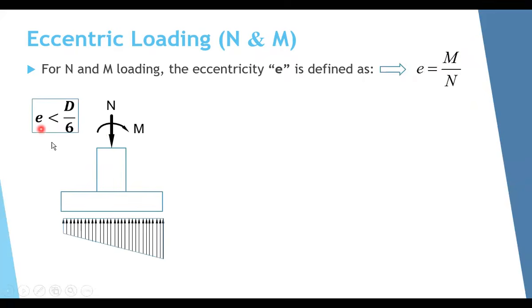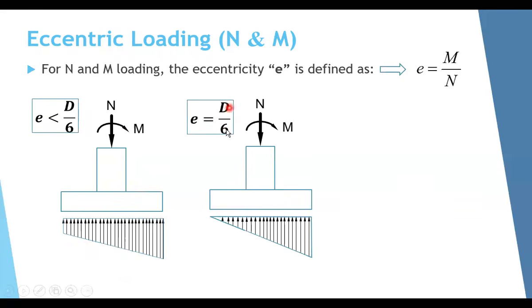First of all, if E is less than D over 6, where D is this dimension of the footing in the same direction of the moment, we will have this distribution. Both sides will be under compression, but we have higher compression here and lower compression on this side. If E equals exactly D over 6, we will have this triangular distribution. You have a maximum value here, and you will have 0 stress at the other side of the footing.